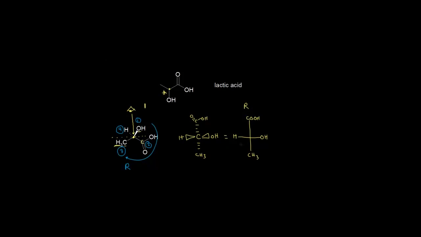So this is the Fischer projection for R lactic acid, and if I wanted to draw the Fischer projection for S lactic acid, I would just reflect this molecule in a mirror. So let's see if I can fit my mirror in over here, and I would have my OH reflected in my mirror, and then I'd go ahead and draw my Fischer projection, and then my methyl group would be over here, my hydrogen would be over here, and my carboxylic acid functional group would be right there. So this would be S lactic acid on the right and R lactic acid on the left.